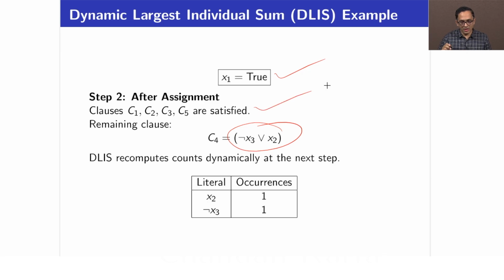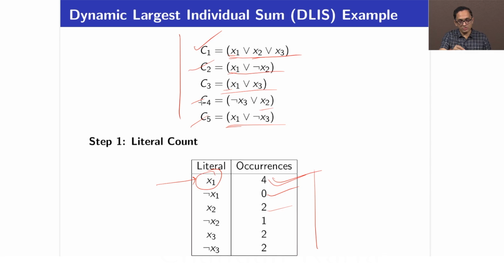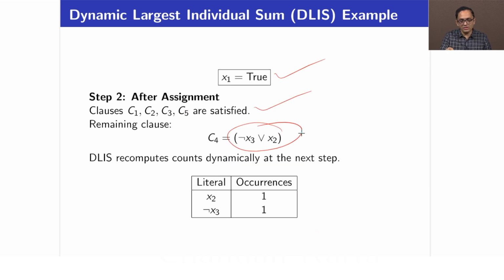But now in C4 you have x3 and x2. Because C1, C2, C4 and C5 got satisfied, I will update the score for all literals, because I will not consider C1, C2, C4 and C5 anymore. So, this table will change: all the literals occurring in those clauses, their values will be reduced. Effectively only this clause is left.